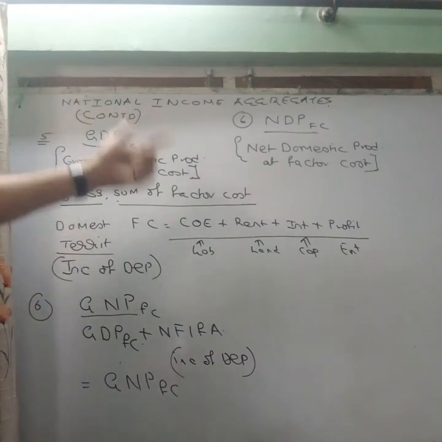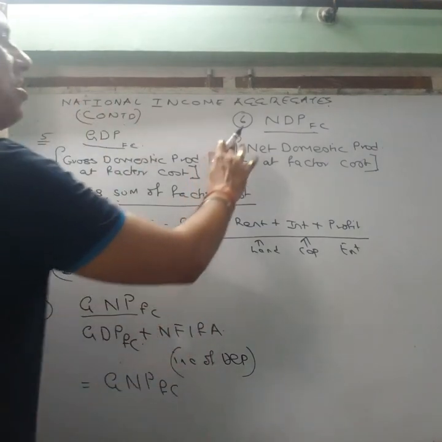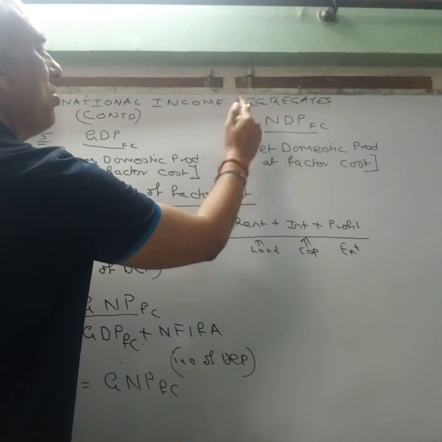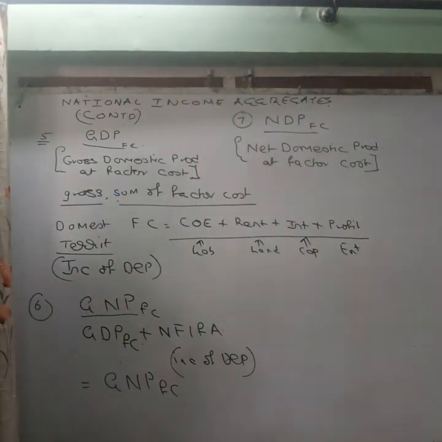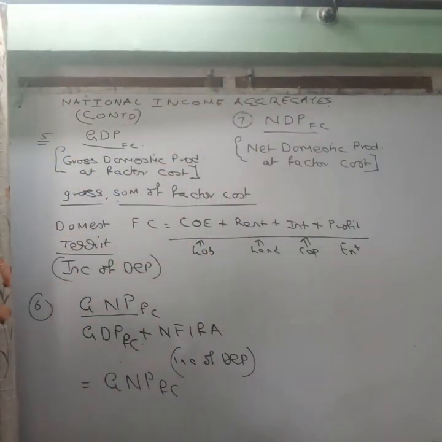Now, let's move to the next segment, which I take NDP at factor cost. I mention it as number 7th. Now, what is NDP at factor cost?